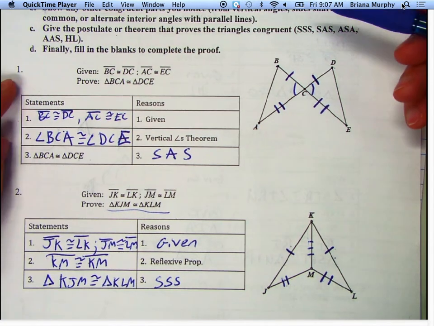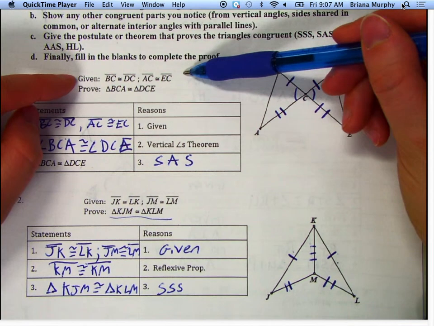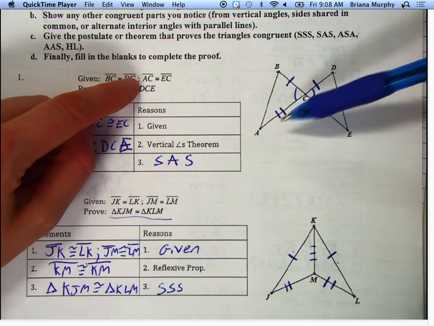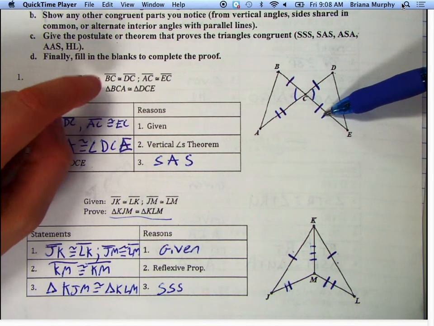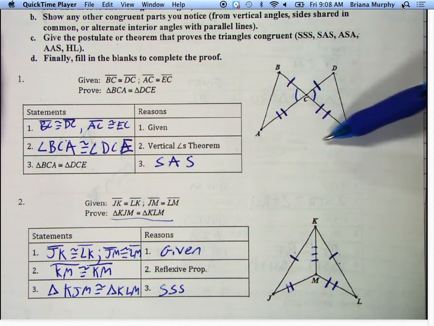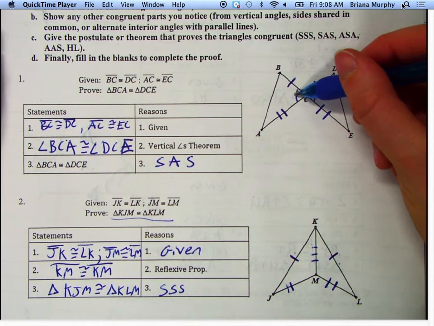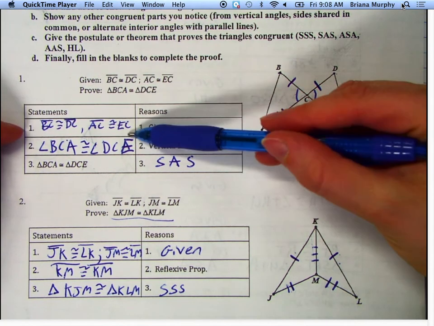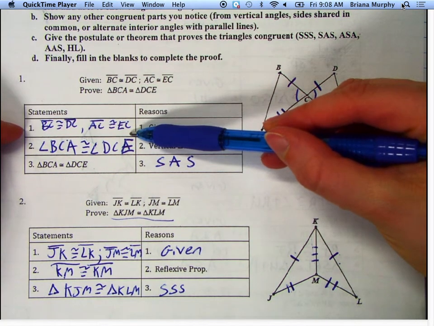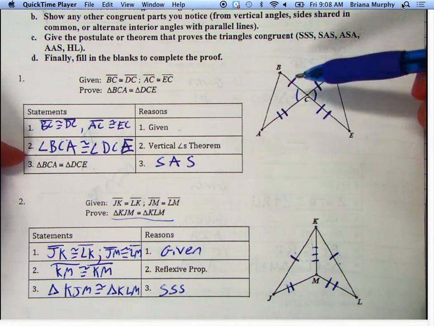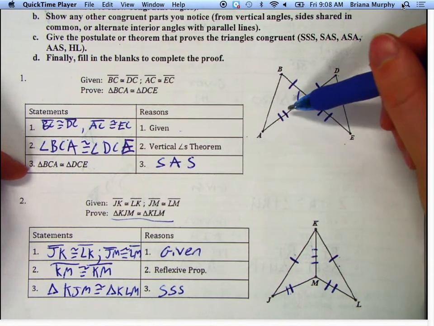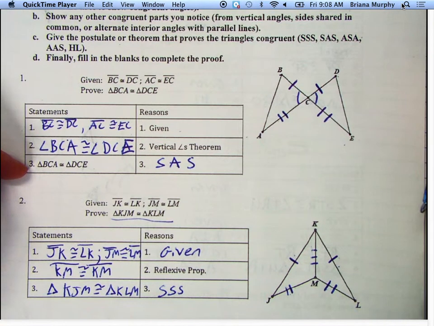All right, so the first thing you do is read. BC is congruent to DC. I put my mark. AC is congruent to EC. I put my marks. I want to prove the triangles are congruent. Is there anything else from this picture that is congruent? Vertical angles. So, I write down what my givens were. BC is congruent to DC, and AC is congruent to EC. Given. I say angle BCA is congruent to angle DCE by vertical angles. And then I have side, angle, side, showing my triangles are congruent to each other.